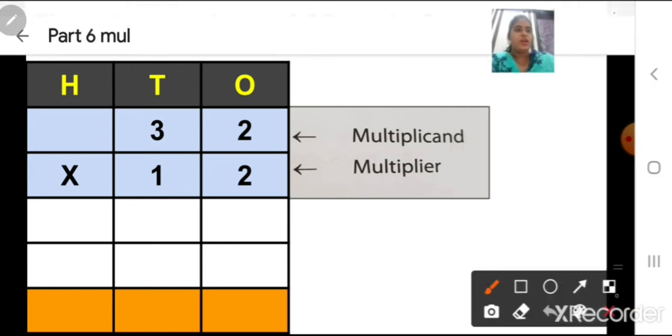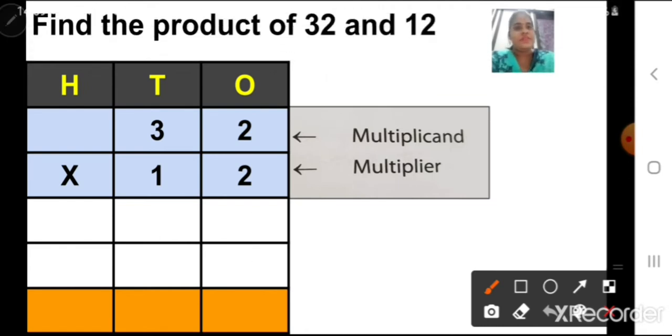Placing the numbers is very important. First you have to write all the places properly: place value, ones, tens and hundreds also you should write. Then the multiplicand will come, 32, the multiplication sign, and then number 12 which is our multiplier. Then children, we will need 3 more rows. For what we will need them, let me explain it to you.